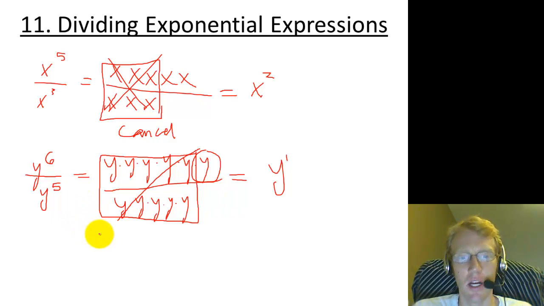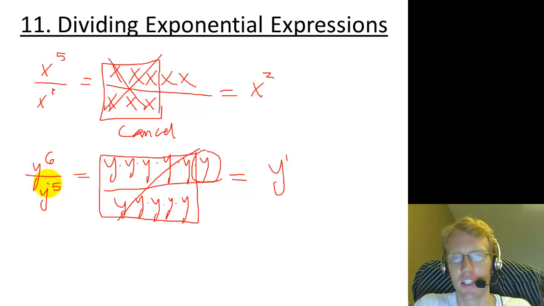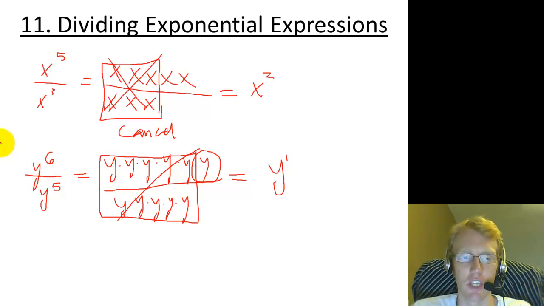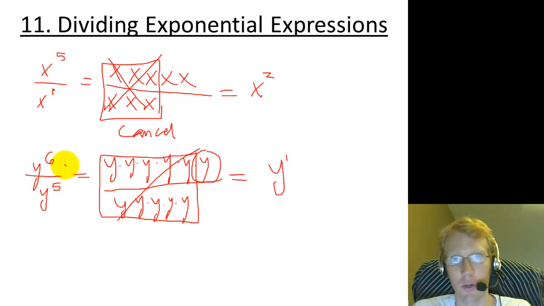So the way I like to think about this is as if it's some kind of battle between the numerator and the denominator. You've got a certain number of soldiers in the top and a certain number of soldiers in the bottom, and as long as they're the same type, y's with y's or x's with x's, they can fight against each other and cancel each other out. So whichever side has more troops is going to win.